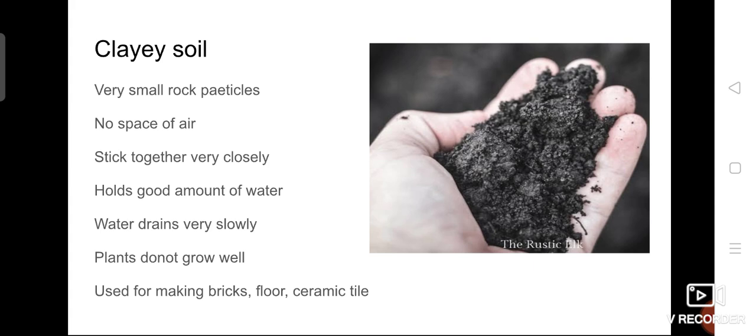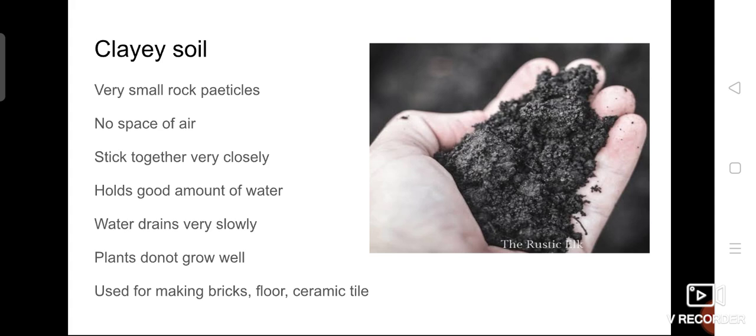It is just opposite to sandy soil. There the particles are large, here the particles are small. There is more space, here no space. They do not stick to each other there, here they will stick to each other. Sandy soil does not hold the water, here a good amount of water is held by the soil. The water drains very quickly in sandy soil, here very slowly. But in sandy soil there is no plant growth, and here also no plant growth. Why? Because it can hold too much water.